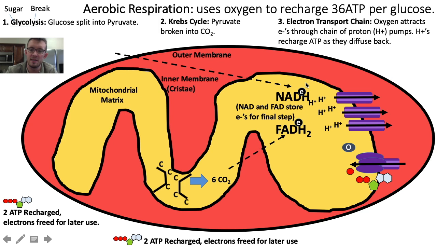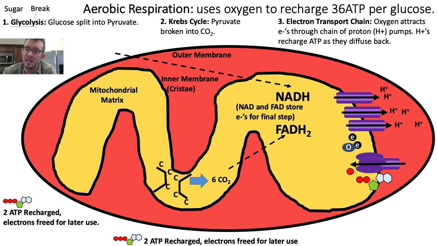Last, these electrons are used to power an electron transport chain. The oxygen that we breathe in will attract these electrons through a chain of transport proteins called proton pumps, which get their name from their ability to pump hydrogen ions through them in one direction. You can see that this electron is powering each of these proton pumps. As it passes through the proton pump, it gives it the energy needed to pull the hydrogen through.